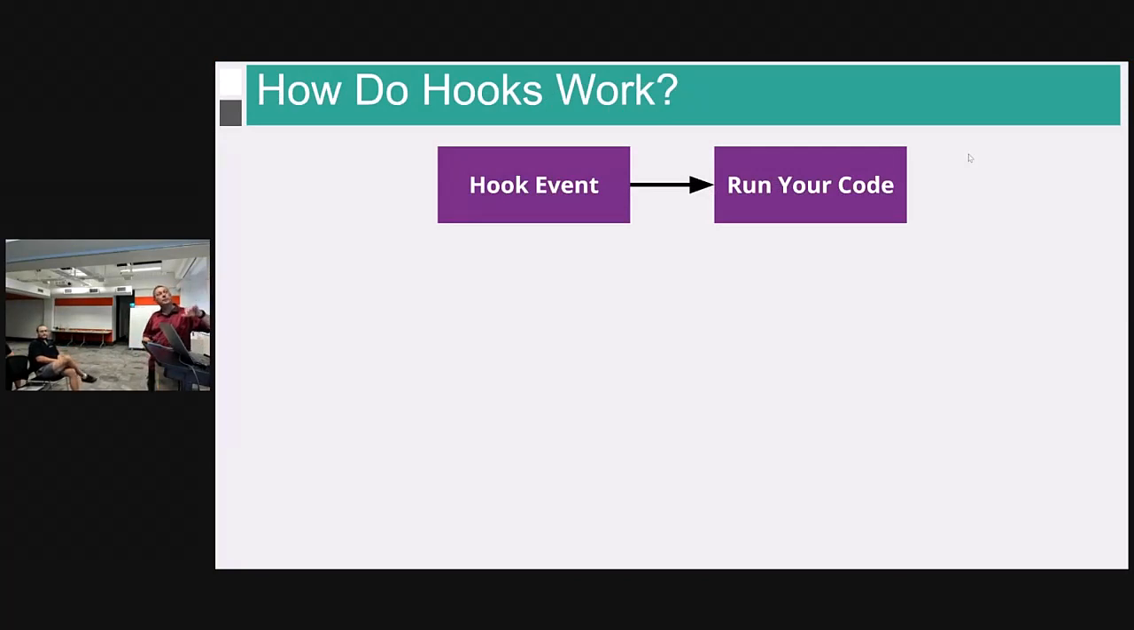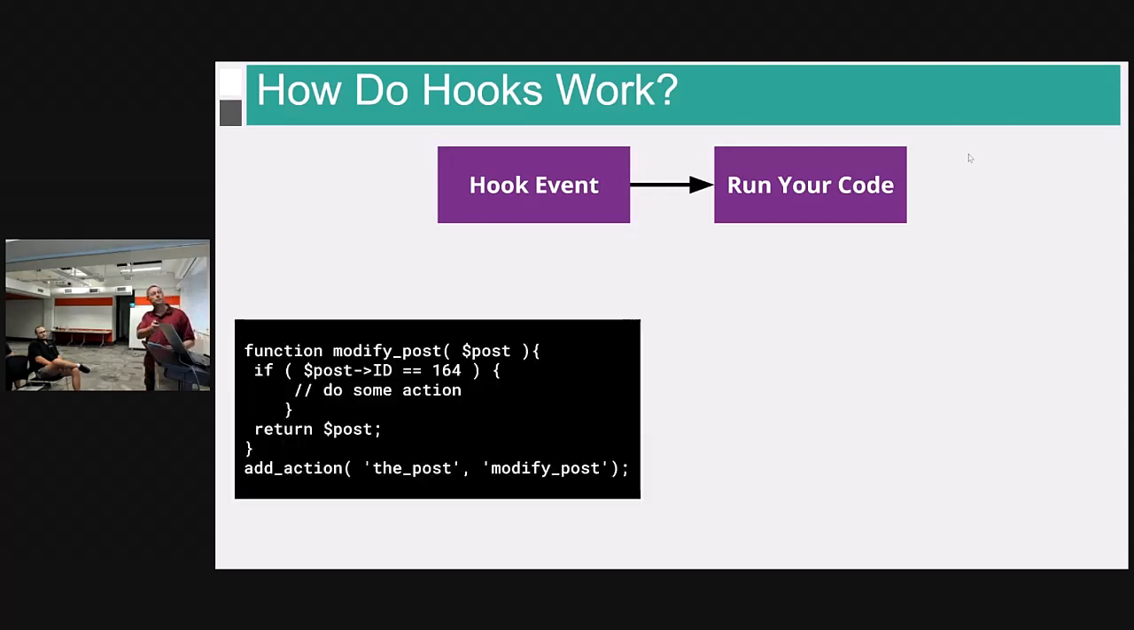So how do they work? There's something called a hook event. It's a name in WordPress. And then you can, this is why it's called hook, you can hook or associate your code with that particular event. Here's an example. I've got a function here. It's called modify post. It gets as an input some post data. I'm basically saying if the post ID is 164, do something, and then return the post object back.